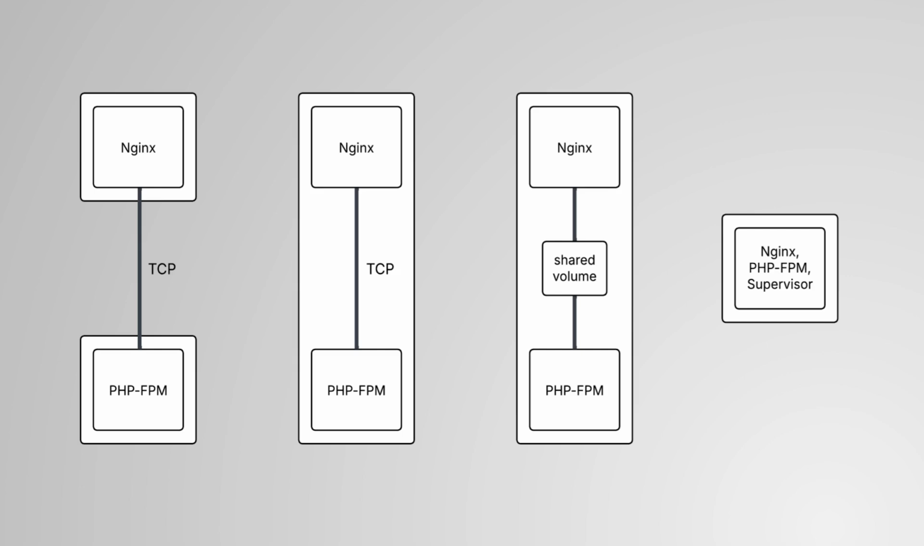In the end, I went with the middle ground option of same pod, different containers, with a shared volume between them for a Unix socket file, mostly because I hadn't tried this setup before. And we'll see the detailed implementation in the Kubernetes manifest and the Dockerfile later in the video.